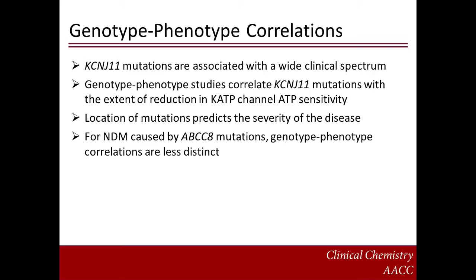The activating KCNJ11 mutations are associated with a wide clinical spectrum ranging from isolated diabetes or, for the more deleterious ones, diabetes in association with a range of neurodevelopmental and neuromotor disabilities. Genotype-phenotype studies correlate KCNJ11 mutation with the extent of reduction in KATP channel ATP sensitivity. The location of the mutation seems to predict the severity of the disease, with mutations in residues that lie within the putative ATP binding site or are located at the interfaces between channel subunits being associated with isolated diabetes mellitus, and mutations occurring at codons for amino acid residues that lie at some distance from the ATP binding site being associated with additional neurological features. For neonatal diabetes caused by ABCC8 mutation, genotype-phenotype correlations are less distinct.